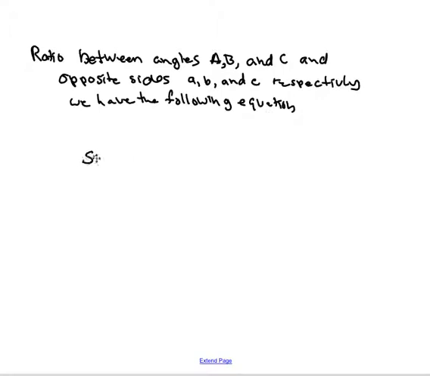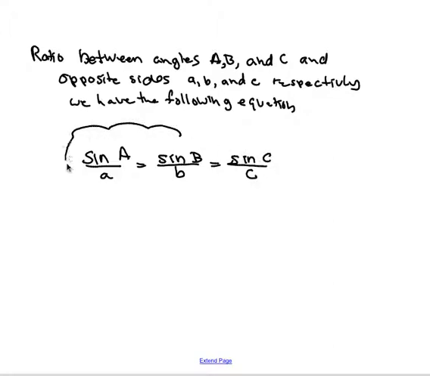The sine of A divided by A equals the sine of B divided by B, which equals the sine of C divided by C. That is your law of sines. Now I will go into some examples in future videos.